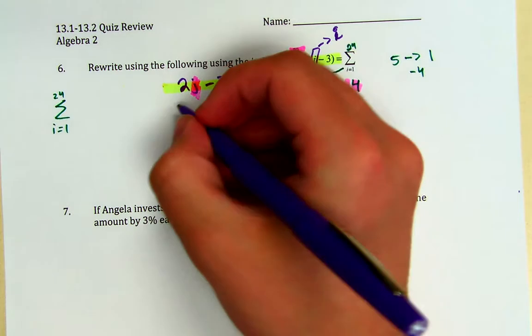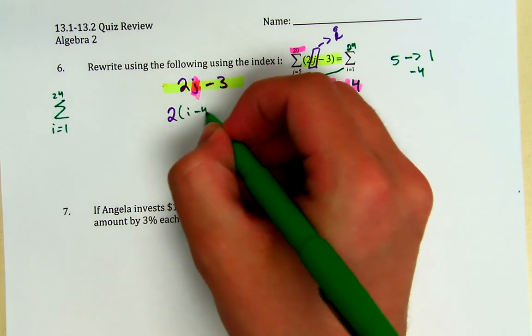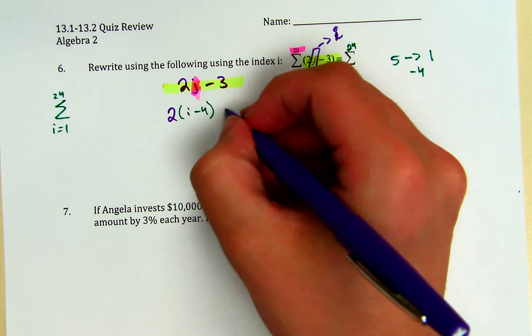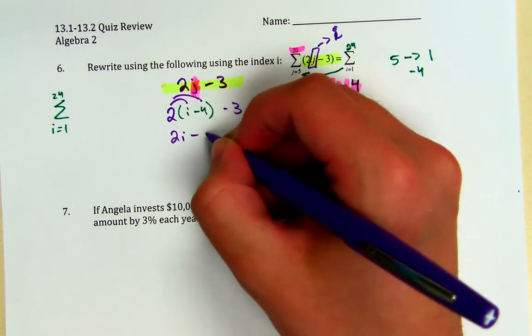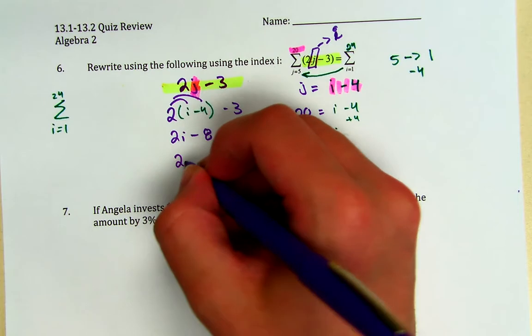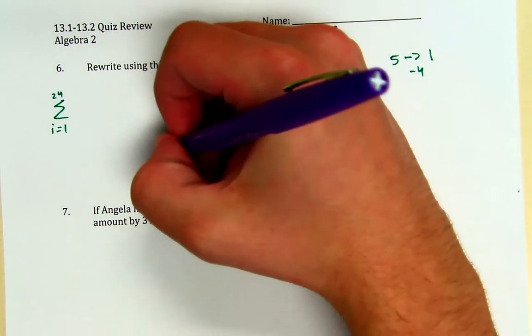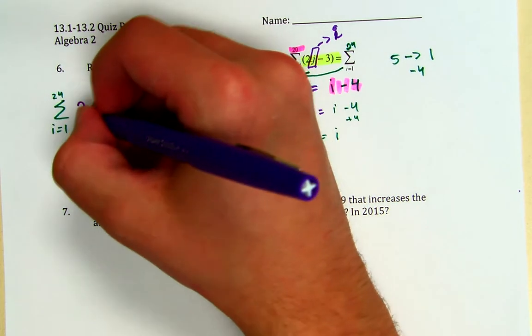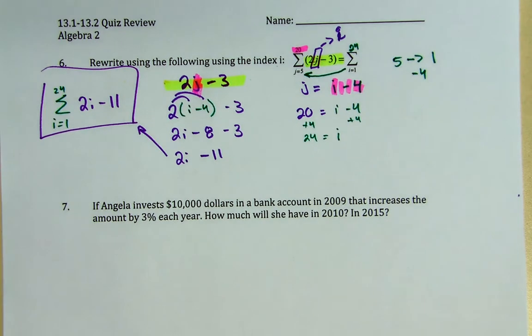So we've got 2 times i minus 4, minus 3. Distribute your 2, you get 2i minus 8 minus 3. Combining like terms, we get 2i minus 11. And then that goes into my formula, 2i minus 11. And now I've successfully changed the index on that problem.